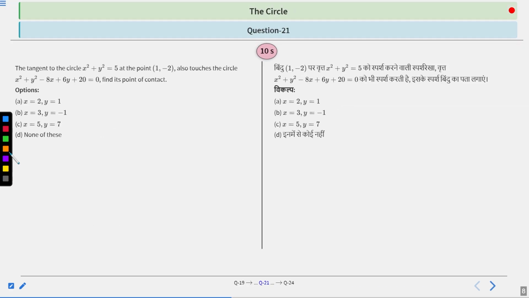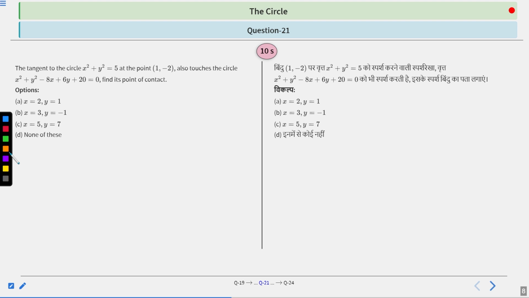Question number 21. Question number 21 says the tangent to the circle x square plus y square is equal to 5 at point (1, minus 2) also touches the circle x square plus y square minus 8x plus 6y plus 20 equal to 0. Find its point of contact, right? We basically have to find the point of contact.